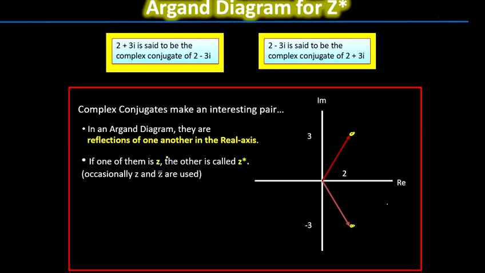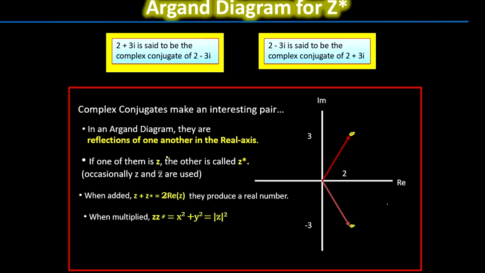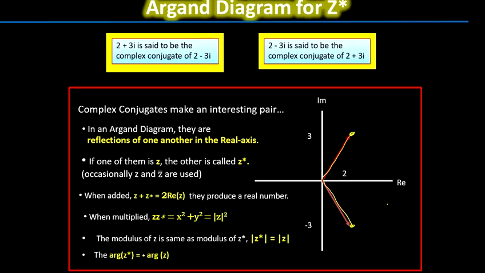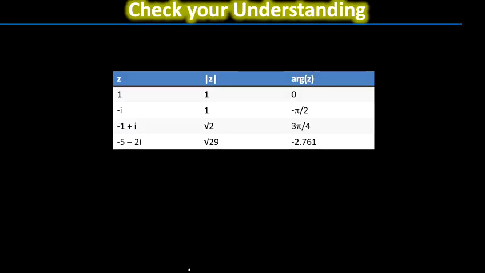Now we have the symbol Z conjugate, you know it. When you add a complex number to its conjugate, you get twice the real part, as I've discussed with you. When you multiply, you have x squared plus y squared. So I can say that multiplying a conjugate pair gives the square of the modulus. The modulus of a complex number and its conjugate are equal, having the same length. But for the argument, you see a negative sign: if this angle is theta, the other becomes negative theta. Learn this property of complex conjugates. Now we have a few examples.